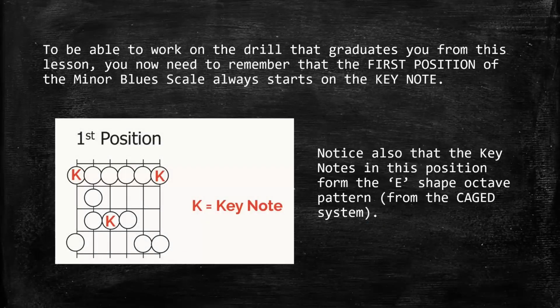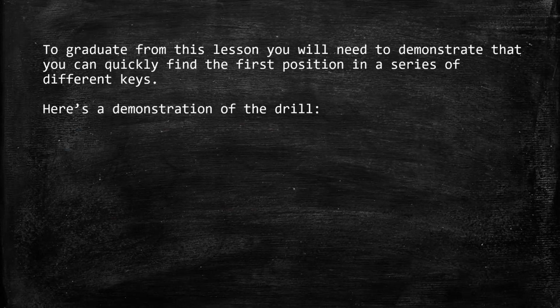To be able to work on the drill that graduates you from this lesson, you now need to remember that the first position of the minor blues scale always starts on the key note. Notice also that the key notes in this position form the E-shaped octave pattern from the CAGED system. To graduate from this lesson, you'll need to demonstrate that you can quickly find the first position in a series of different keys. Here's a demonstration of the drill.